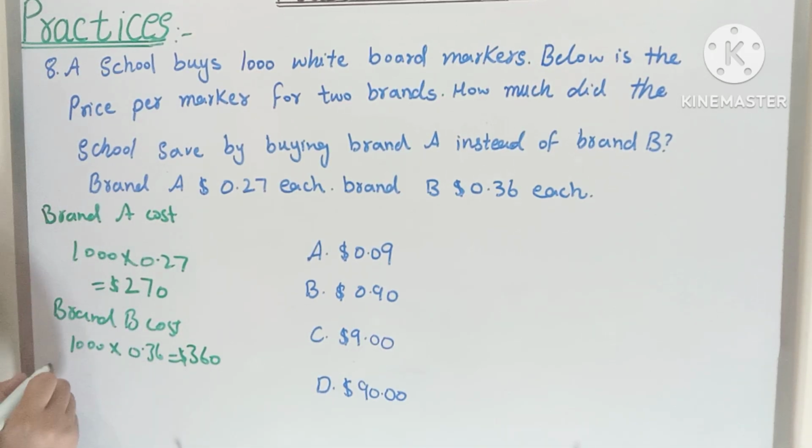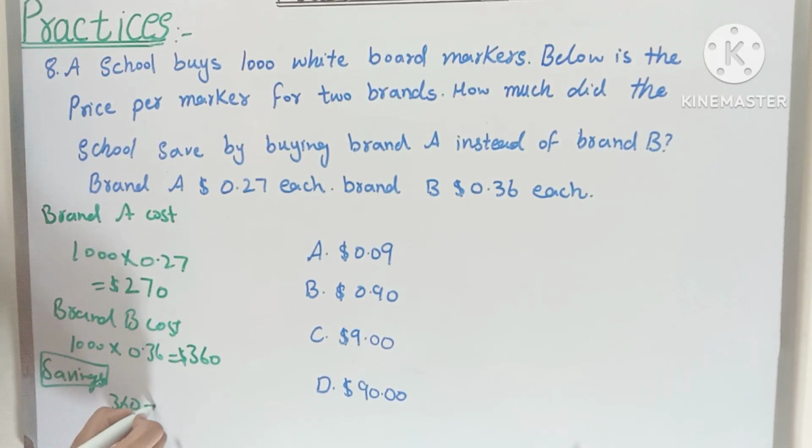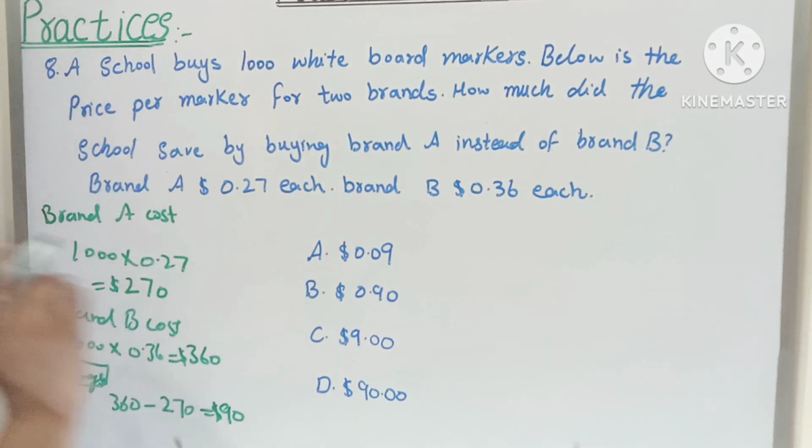Now the savings are 360 minus 270. My final answer is $90. So the school saved $90.00 by choosing brand A over brand B. This corresponds to option D.